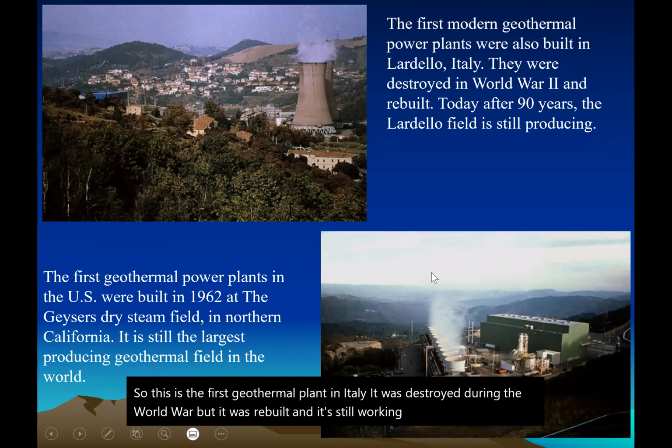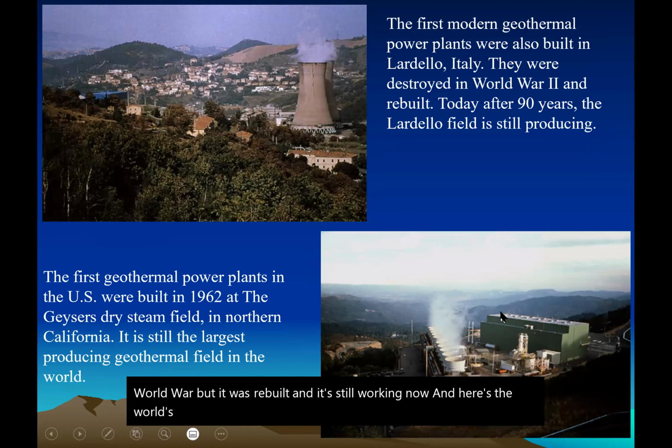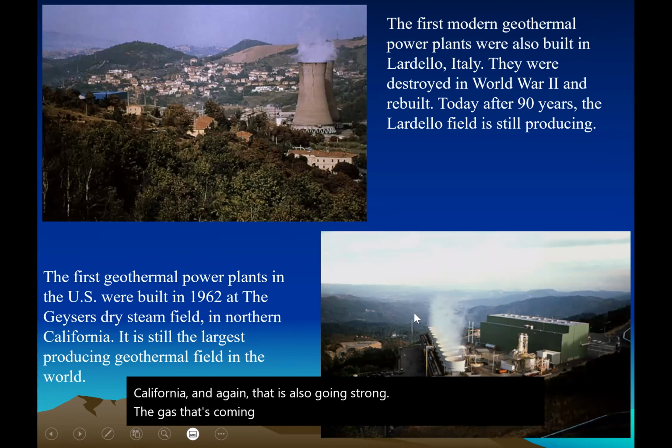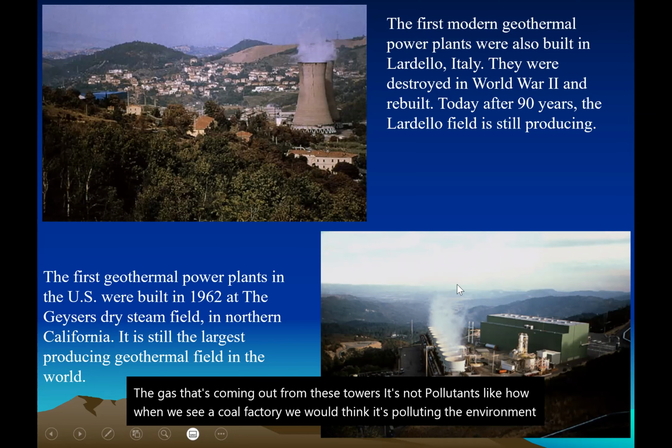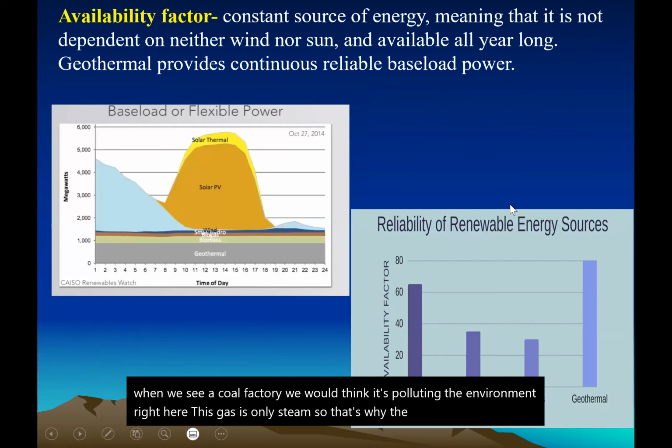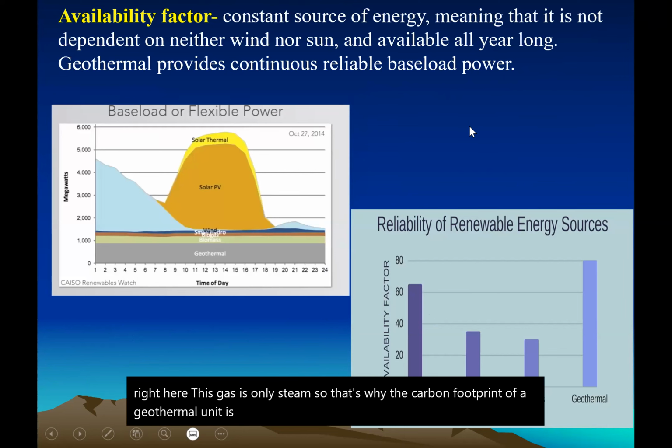And here's the world's largest geothermal energy, the Geysers dry steam in North California. And again, that is also going strong. The gas that's coming out from these towers is not pollutants. Like when we see a coal factory, we would think it's polluting the environment, right? Here, this gas is only steam. So that's why the carbon footprint of a geothermal unit is very, very low.